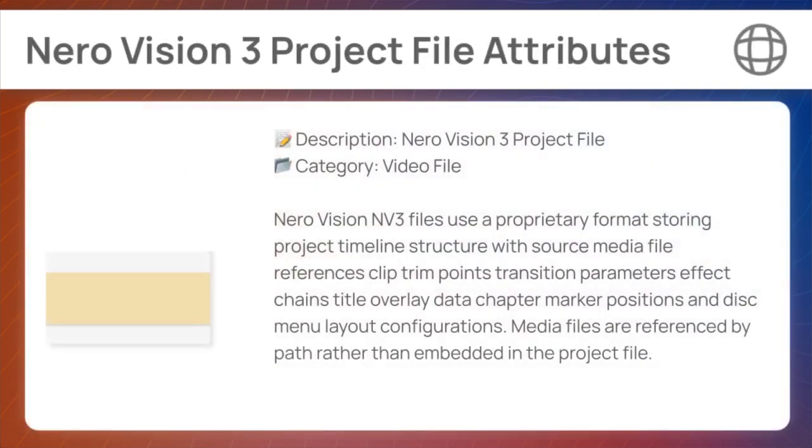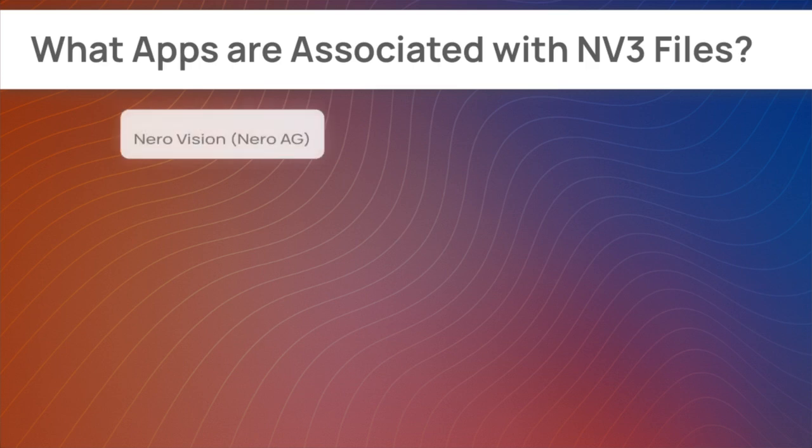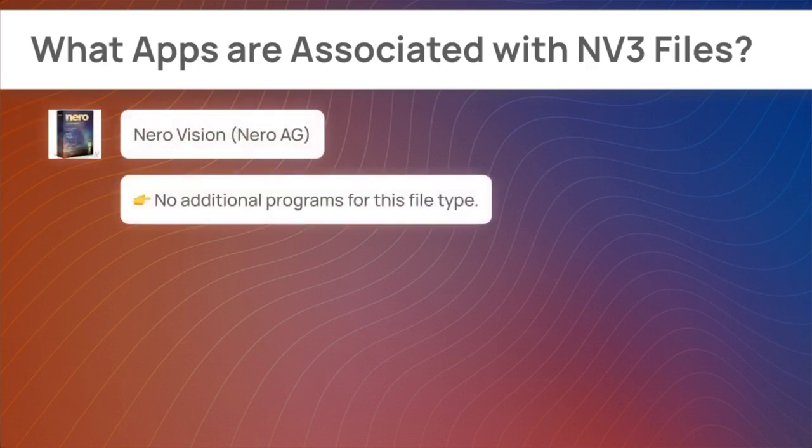Nero Vision NV3 files use a proprietary format, storing project timeline structure with source media file references, clip trim points, transition parameters, effect chains, title overlay data, chapter marker positions, and disk menu layout configurations. Media files are referenced by path rather than embedded in the project file. For the NV3 file type, Nero Vision from Nero AG is a trusted and reliable source.